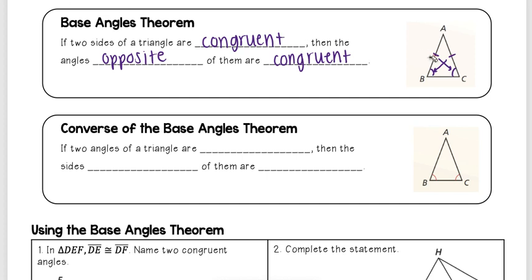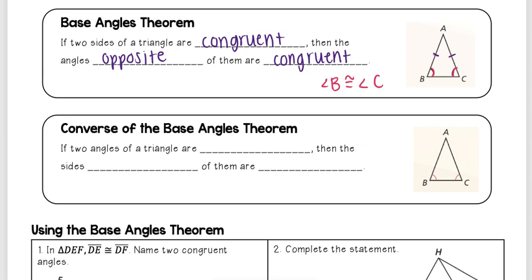So in this picture, that would mean that angle B is congruent to angle C. And I can automatically say that because of these sides being congruent. So the angles opposite of them are congruent.